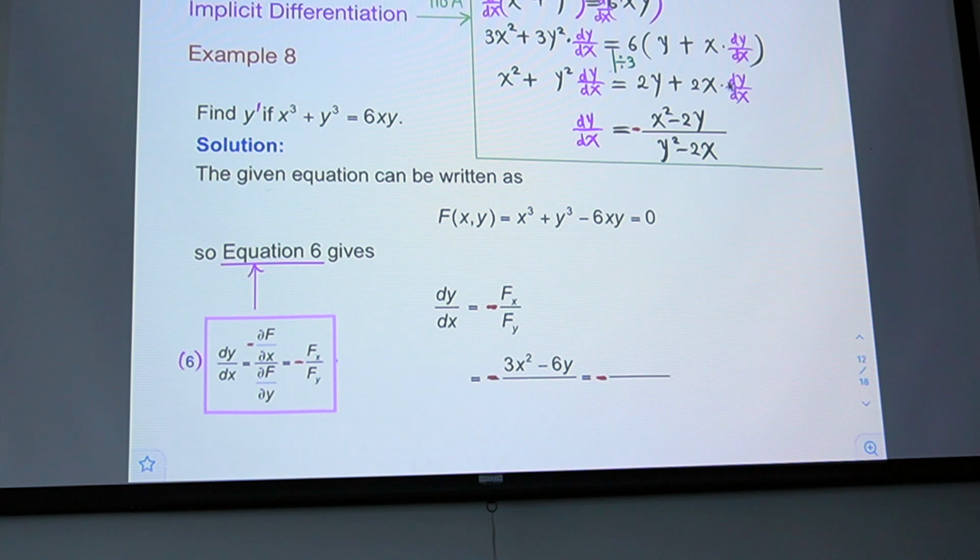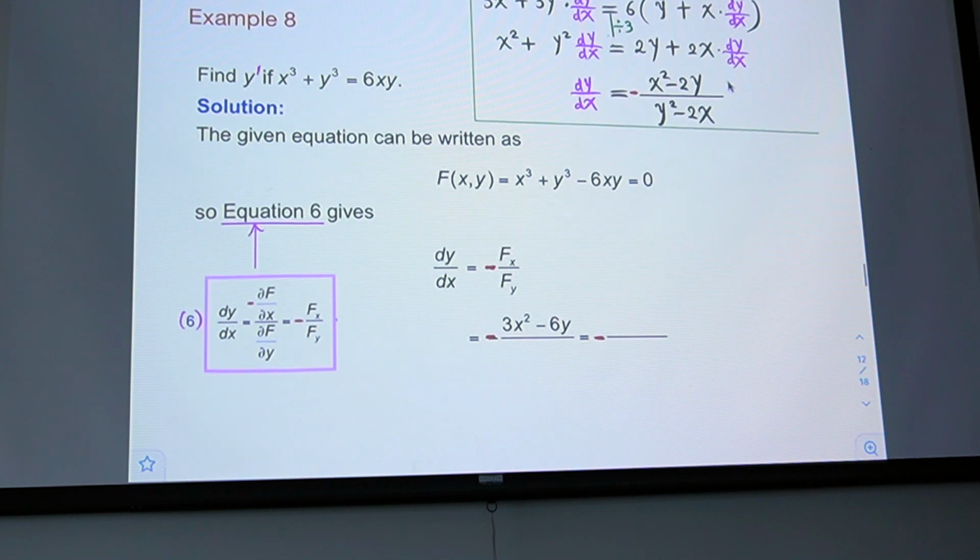Now get to the denominator. What's the partial derivative of the function with respect to y? This time we're going to think about x here as a constant, right? So here it's 0, and then here 3y squared minus 6x. You got it. Good job.